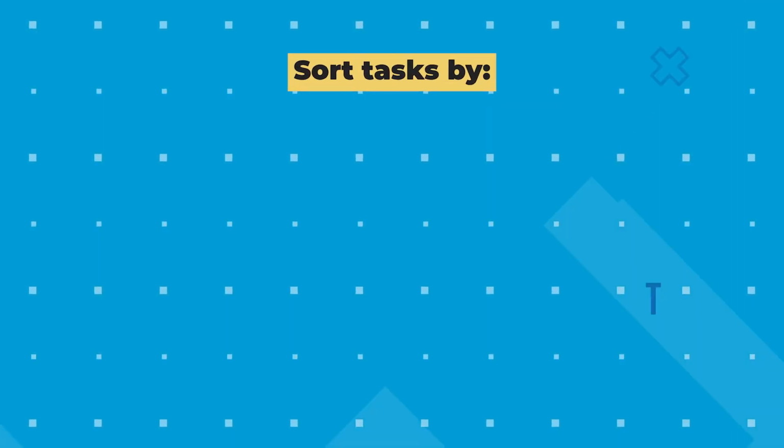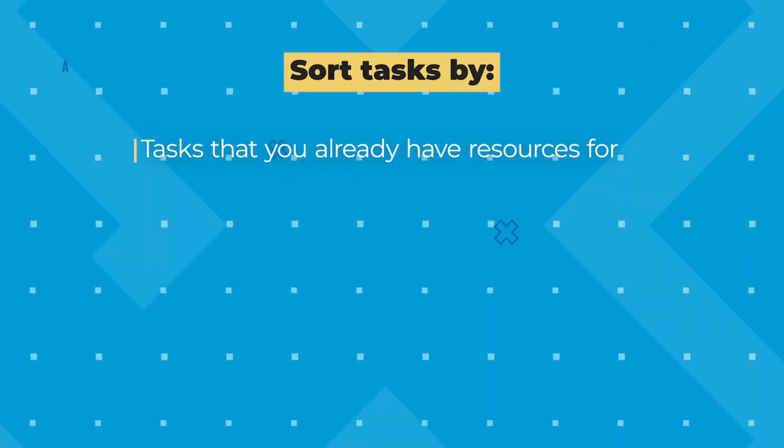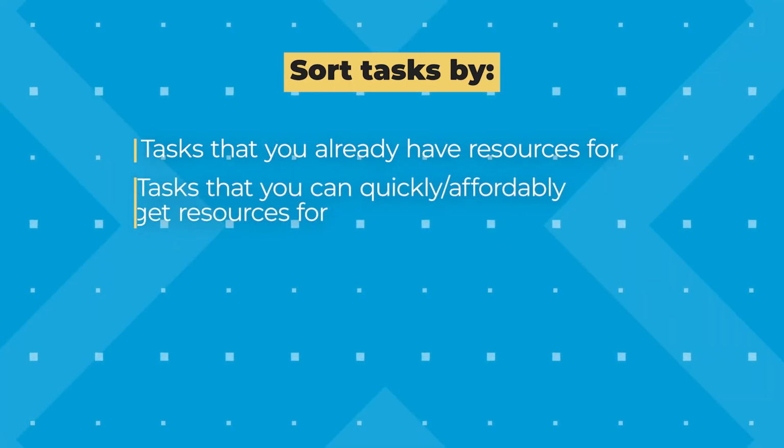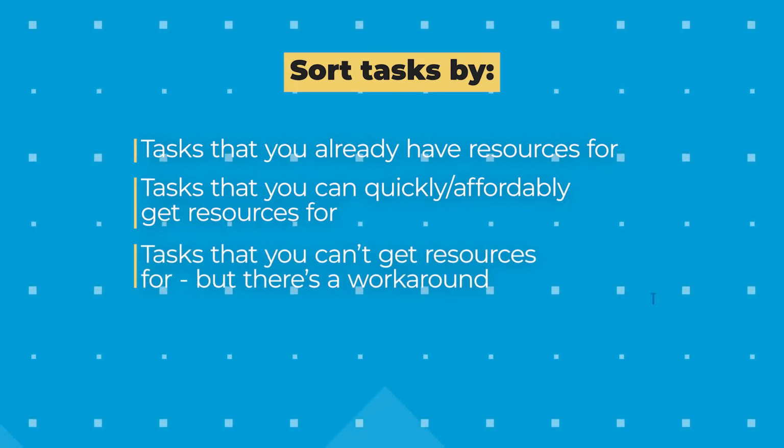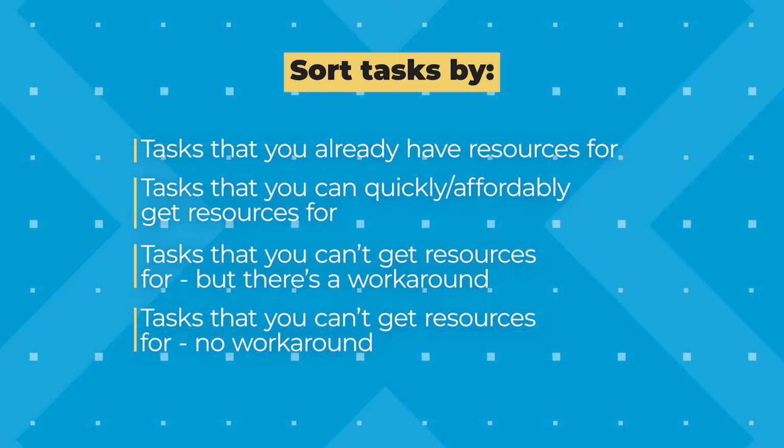You can't do everything all at once, and you shouldn't put that pressure on yourself or your team. So you need to prioritize each of the actions on your list. Sort tasks by tasks that you already have resources for. Those should be your first priority. Tasks that you can quickly or affordably get resources for. Those should be your second priority. Tasks that you can't get resources for, but there's a workaround. Those should be your third priority. And tasks that you can't get resources for, there's no workaround. You guessed it, that's your fourth priority.